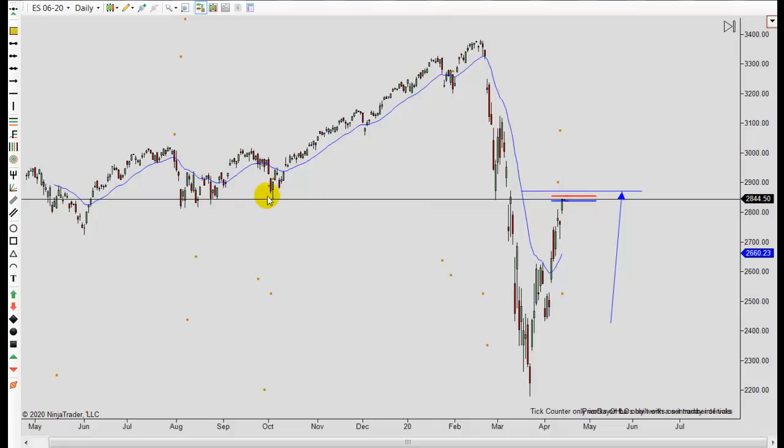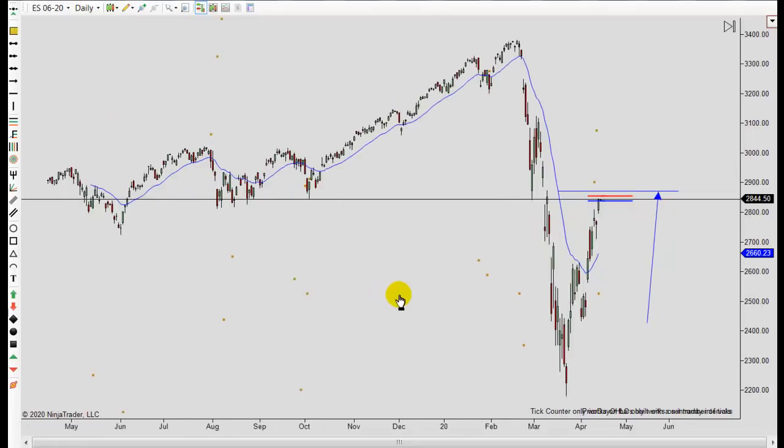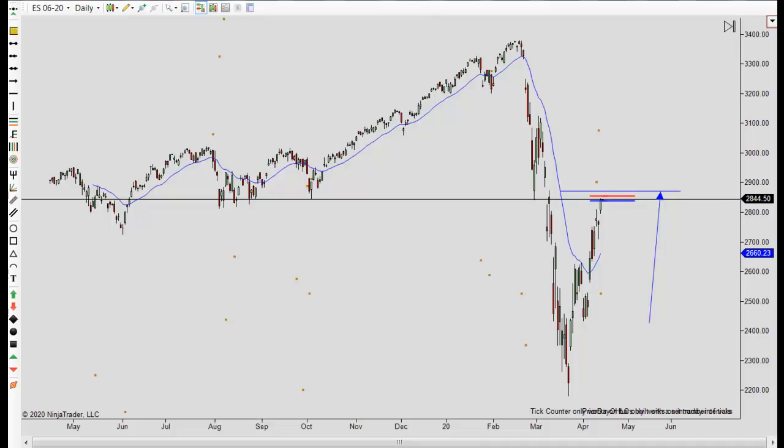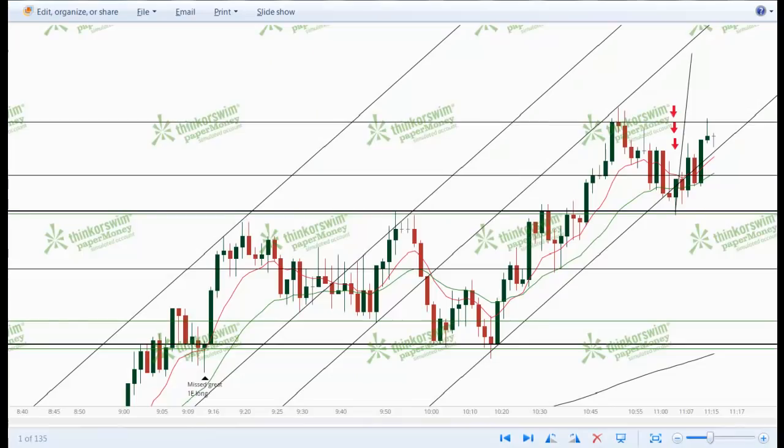You notice that we haven't come back really and tested this area across here. So we're just now really testing that. So that might be good enough, and that's right about where the measured move is. So it wouldn't surprise me if we turn down and start heading lower again. So I just thought I'd show you that, plus show you how to find the daily chart. So I hope that's helpful. I don't want to spend a lot of time on that, but there it is.